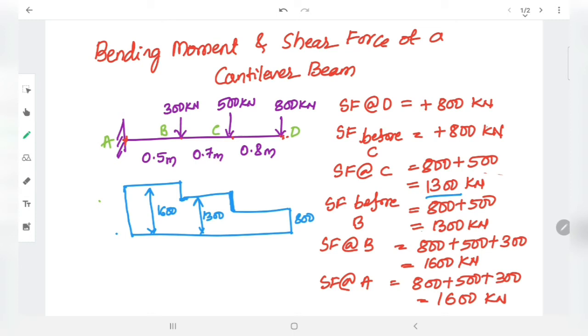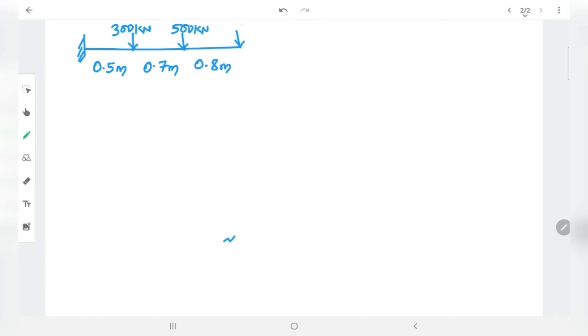Next, I will be finding the bending moment. I need to draw the bending moment diagram. So here I will draw this beam once again. There are three forces acting. It is 0.5 meter, 0.7 meter, 0.8 meter and the loads are 300 kilonewton, 500 kilonewton and 800 kilonewton. These are the loads acting on the section.